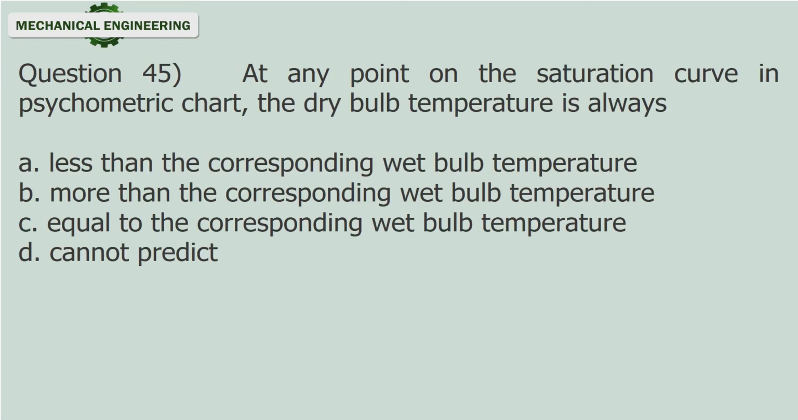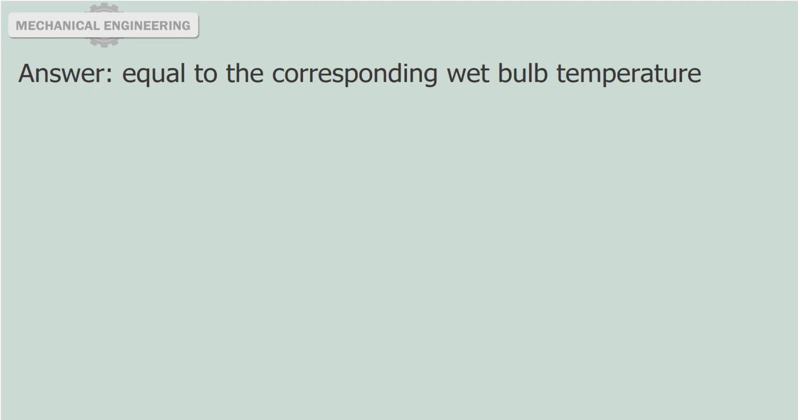Question 45. At any point on the saturation curve in psychrometric chart, the dry bulb temperature is always A. Less than the corresponding wet bulb temperature. B. More than the corresponding wet bulb temperature. C. Equal to the corresponding wet bulb temperature. D. Cannot predict. Answer: equal to the corresponding wet bulb temperature.